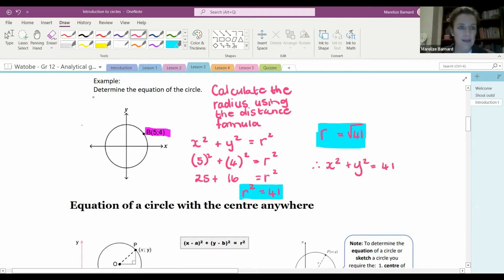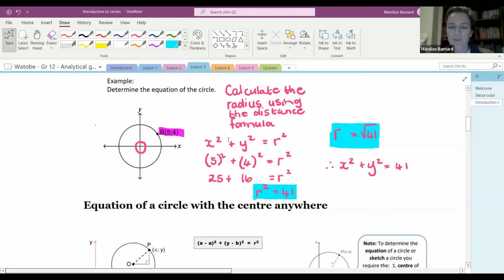Okay, can I see a thumbs up, thumbs down? Everyone happy with our baby circle, the baby circle with the center at the origin? It's really very straightforward. All you do is, if you are given a point on the circle, you substitute the x and the y coordinates to get what r squared is. Okay, well done, everybody.